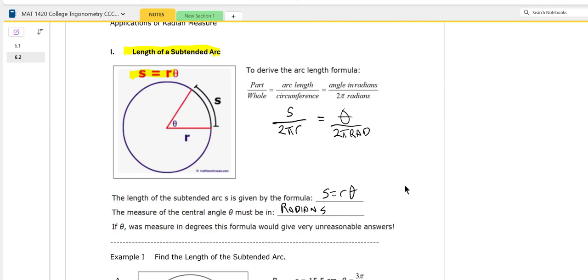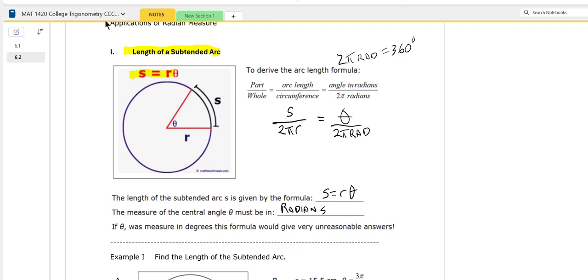So what I'm doing is relating the part, which is S, to the whole. The whole is all the way around the circle. That's the circumference, that's 2 pi r. So S relates to all the way around the circle. Then we do the part to the whole with the angle theta, but we learned that all the way around the circle, 2 pi radians, is the same as 360 degrees. We've already learned that.